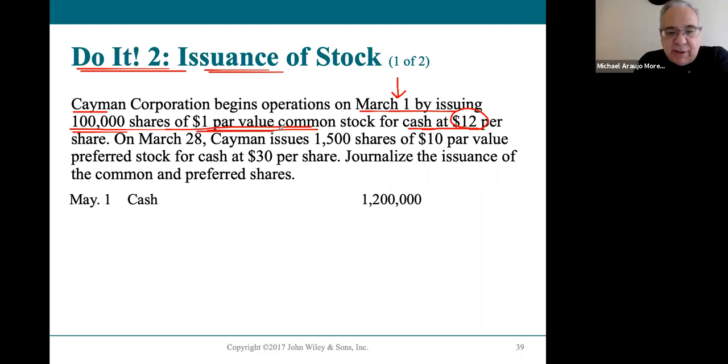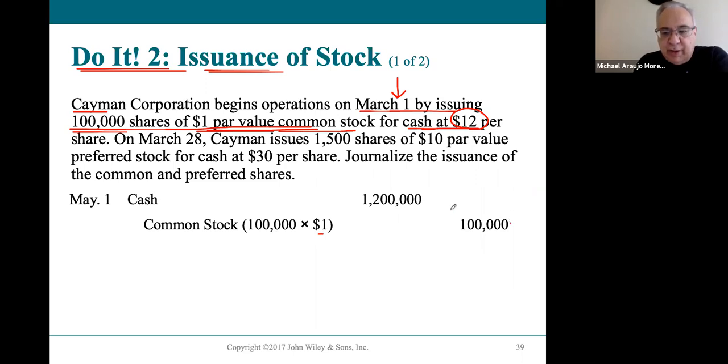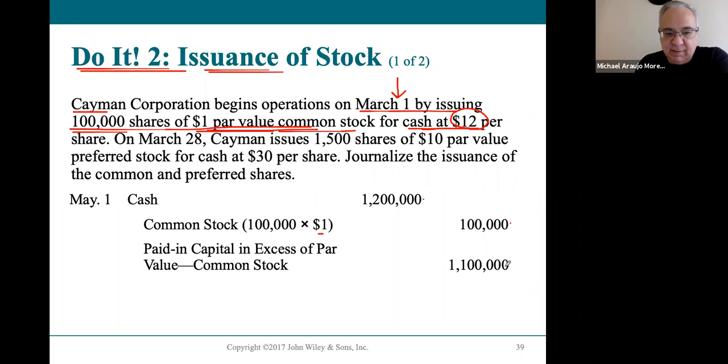So the first dollar of that is going to be for the par value of common stock. So we're going to credit common stock for $1 par at 100,000 shares. So 100,000 of this is taken care of. All the rest, paid in capital in excess of par for common stock. So let me change that to March 1st, right? That would be the proper entry. Now look what happens on March 28th.